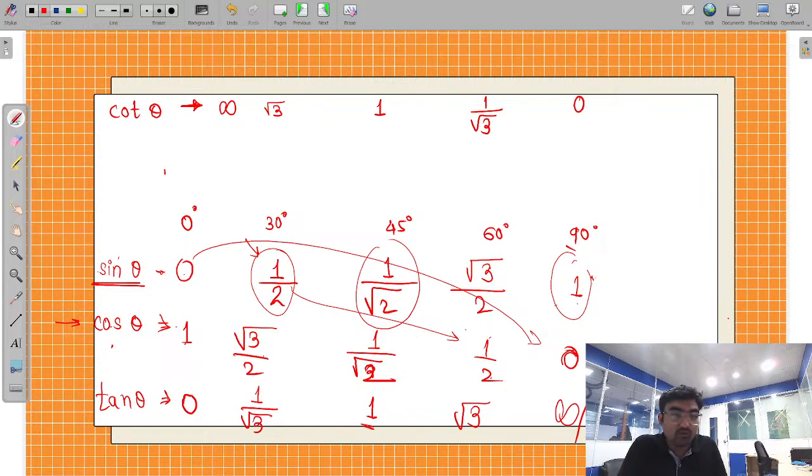Okay, hope you understood till this. If you have any doubt you can ask me, right? So yeah, after cot, the next ratio is going to be the reciprocal of cos, and can anybody tell me? It is sec theta, right?